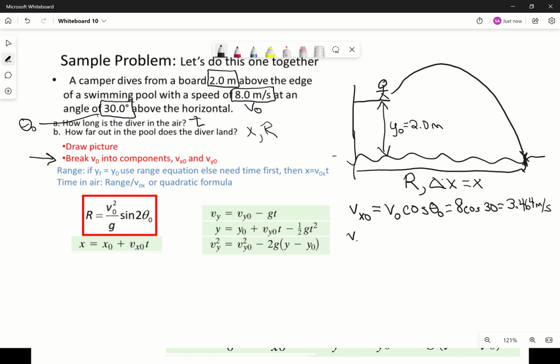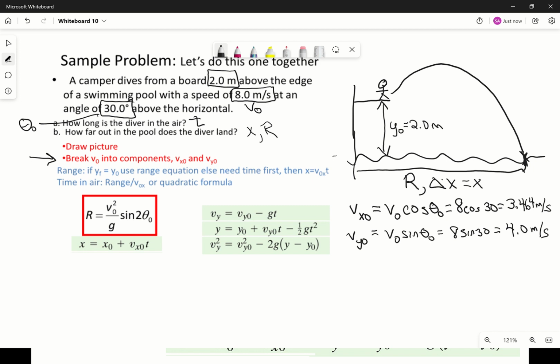Okay, vy0 is going to be v0 sine theta 0. So that's going to be 8 sine of 30. Sine of 30 is a half. So that's going to be exactly 4 meters per second. Okay, so I've got my first two initial steps done that I do for every problem. And then after that, we have to think.